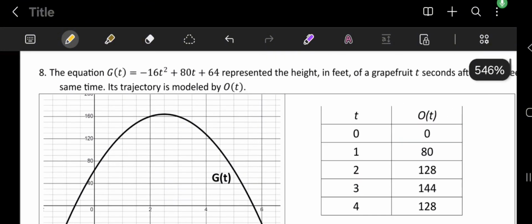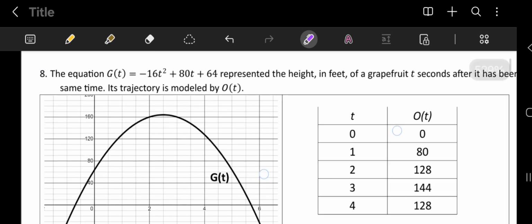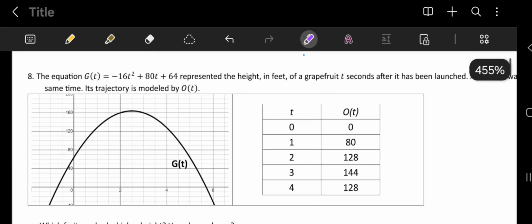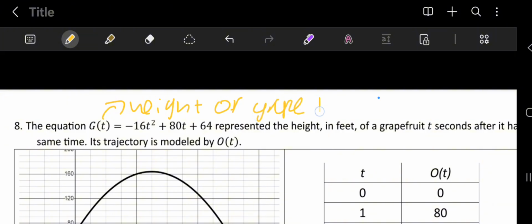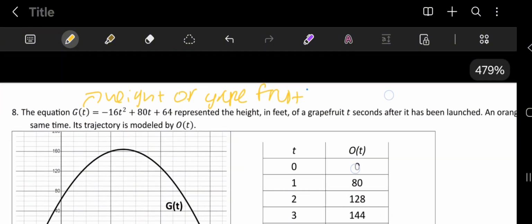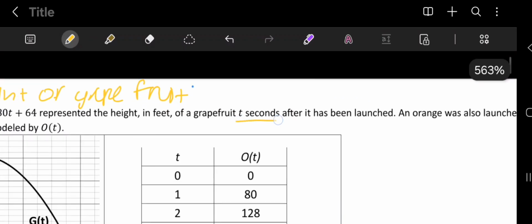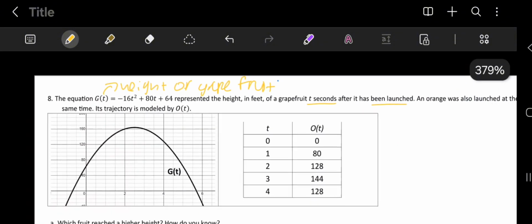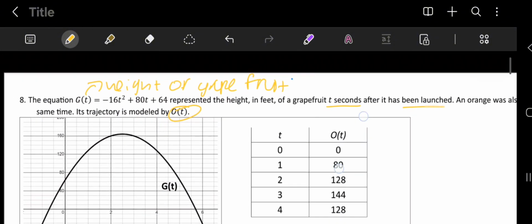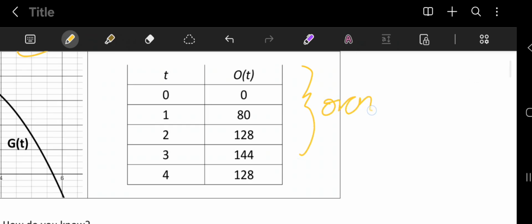Alrighty guys, so here we're looking at question 8. This question says the equation g of t represents the height in feet of a grapefruit. So we can note that g of t represents height of grapefruit, t seconds after it has been launched. Then a grape was also launched at the same time, and its trajectory is modeled by O of t. So I can just label this orange.